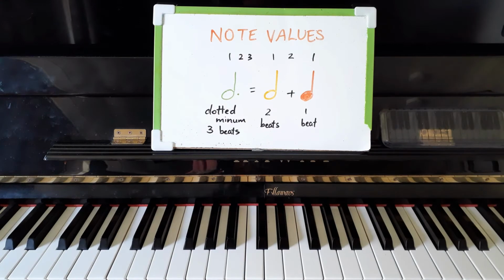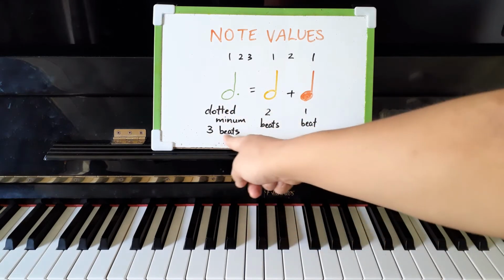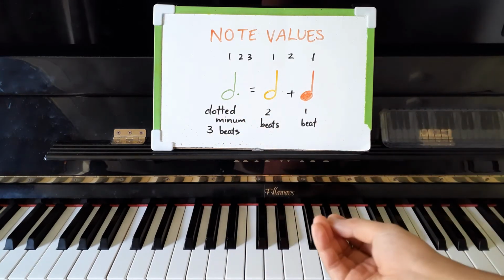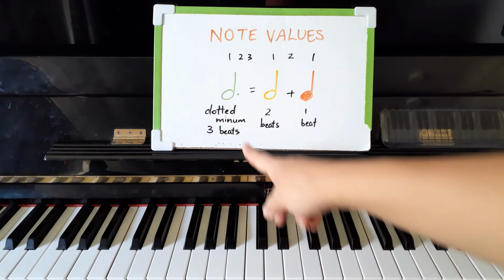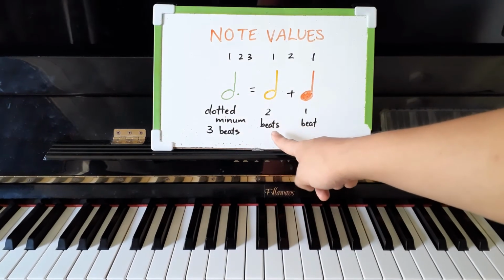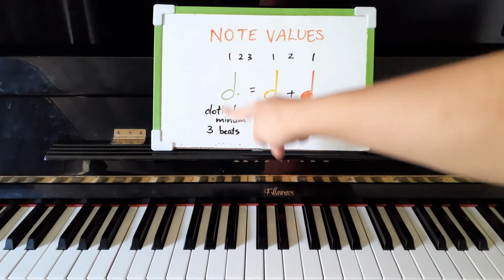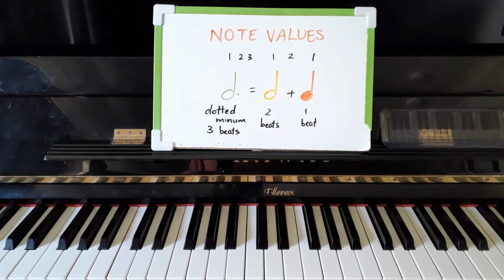demi-semiquavers. So now let's have a look at the notes with a dot on the side. This is a dotted minim, and it's worth 3 beats. To see how much dotted notes are worth, you take the original note and add half, which is why we have a minim plus a crotchet. 2 plus 1 gives us the 3 beats of the dotted minim.